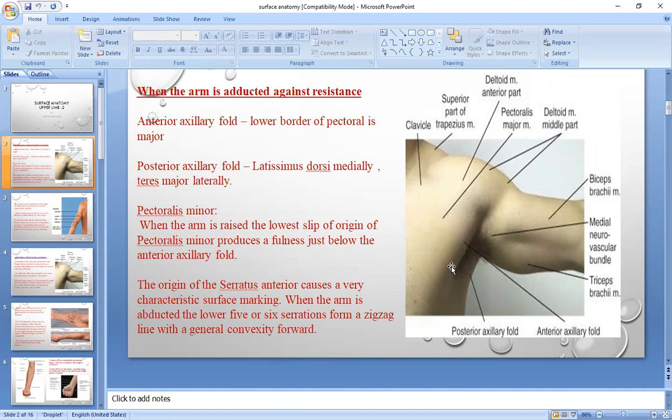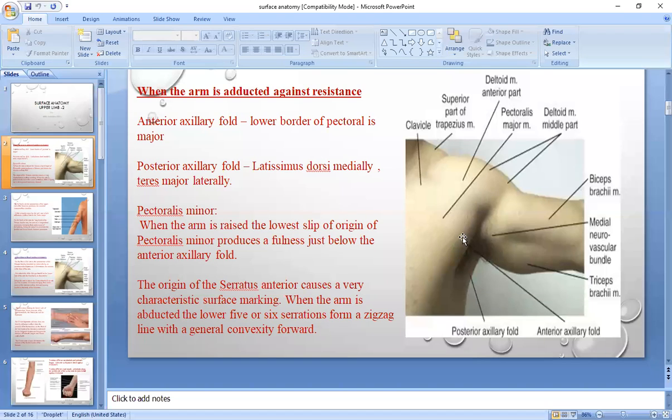Here the anterior axillary fold is formed by the lower border of the pectoralis major. Lower border means towards the insertion. The tendon is twisted, as you already know from the dissection. So towards the insertion of pectoralis major, the lower border is twisted. By the twist, the upper fibers of the pectoralis major become lower, whereas the lower fibers become upper. So the anterior axillary fold is formed by the lower border of the pectoralis major muscle.